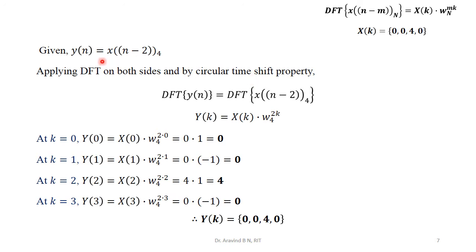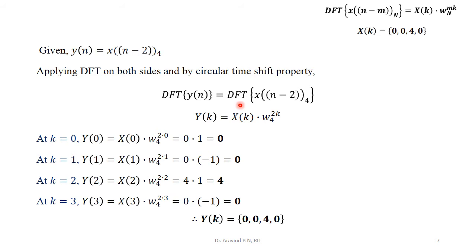Now applying DFT on both sides and by the circular time shift property. So it is asked to calculate, given y of n, y of k. So the only procedure is to apply DFT for this one. So we are applying the DFT for that. So DFT of y of n will be equal to DFT of x of n minus 2 modulo 4. Now the left hand side is a straightforward DFT of y of n, which is always equal to y of k. So that's what we have taken directly as y of k.